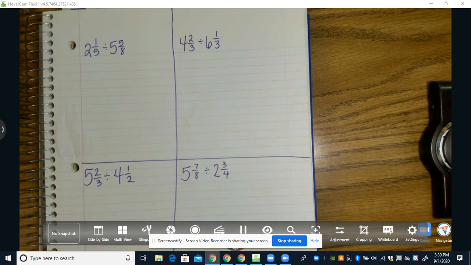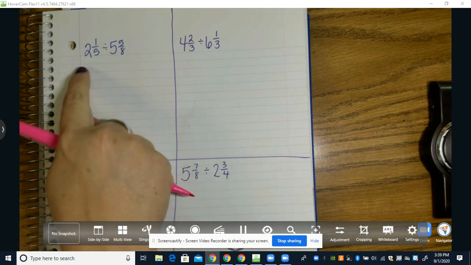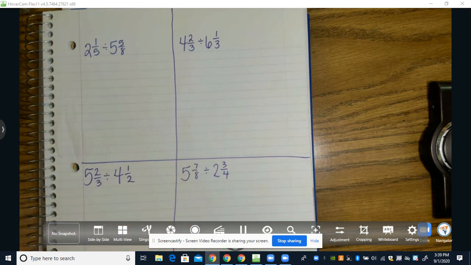Remember, guys, if I'm going too fast, you can pause the video and replay it. So the first thing that you want to do is turn all those mixed numbers into improper fractions. Whenever you see a mixed number and you have to do some math with it, you need to make sure you turn them into improper fractions. Okay?